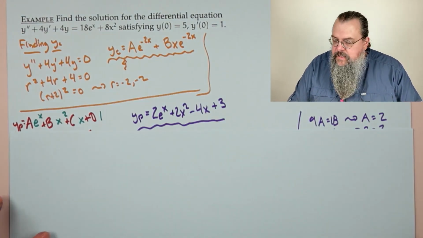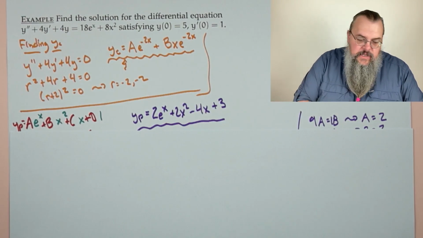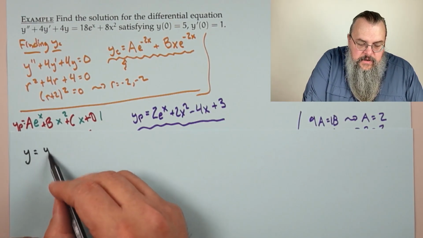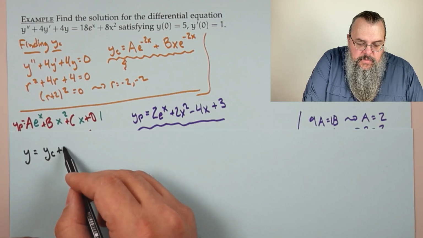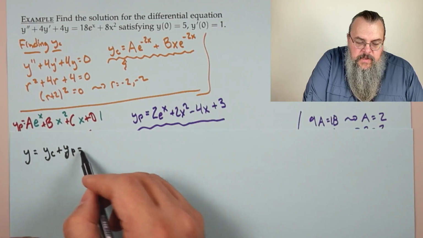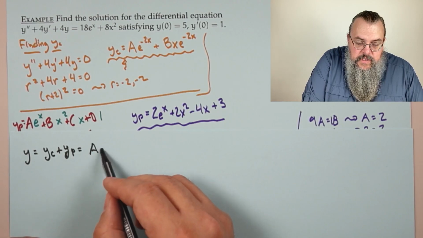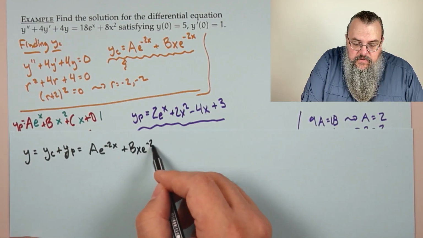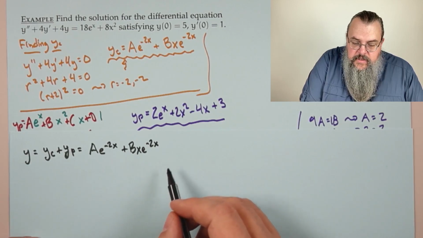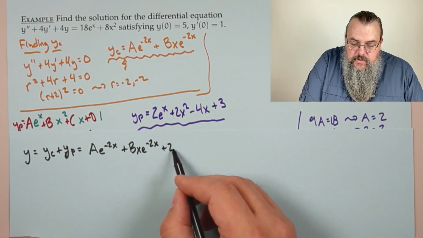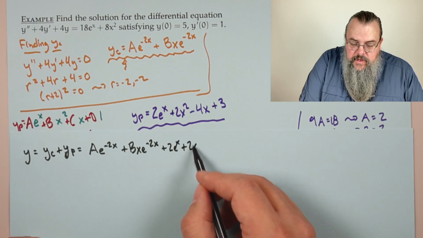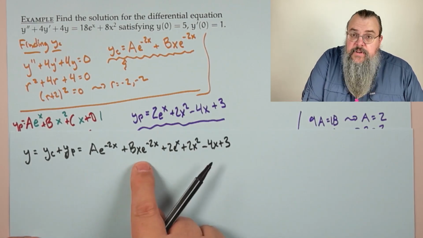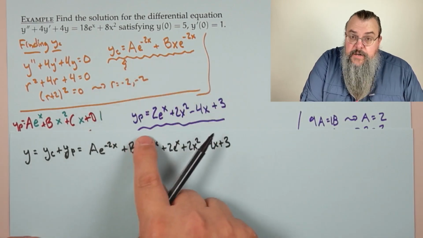First thing is let's write down our generic answer. So we have y is our homogeneous plus our particular. And so we have some constant e to the minus 2x plus some constant x e to the minus 2x and plus 2e to the x plus 2x squared minus 4x plus 3. So our complementary solution and our particular solution.